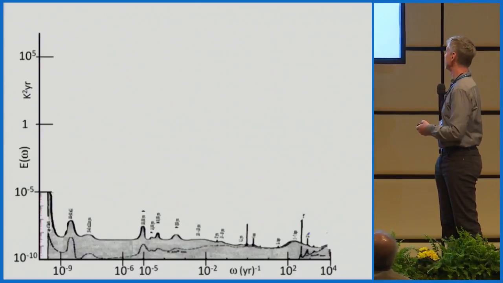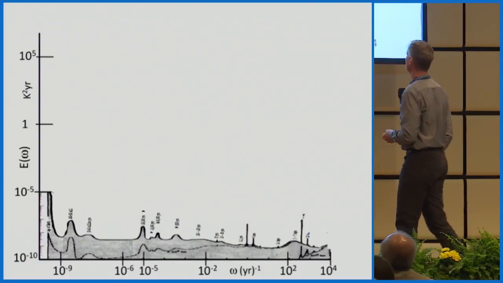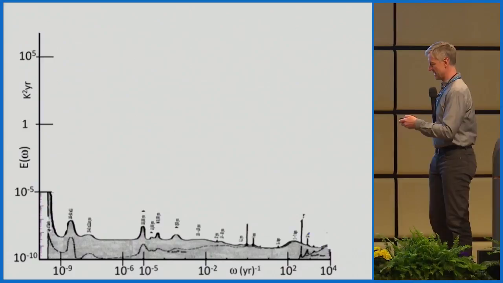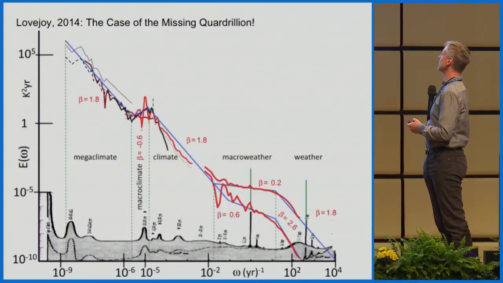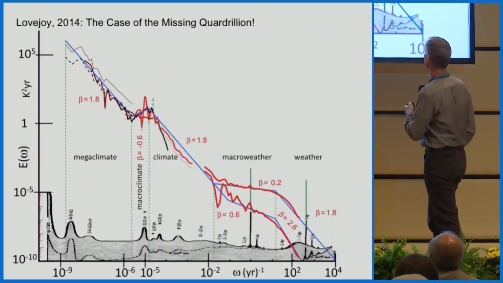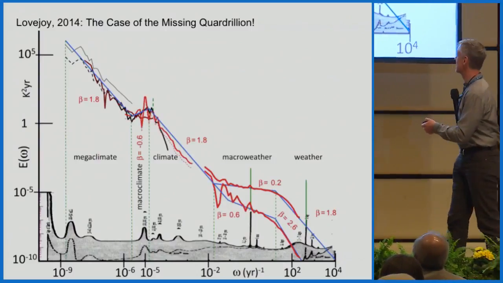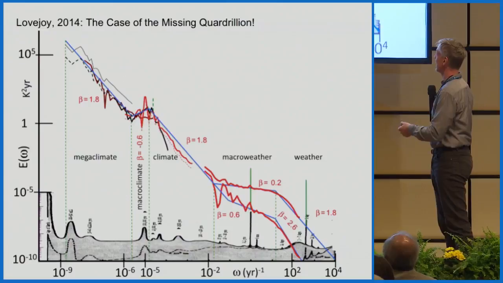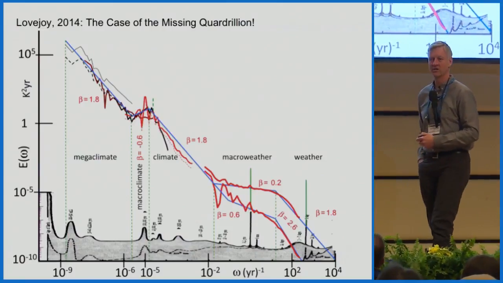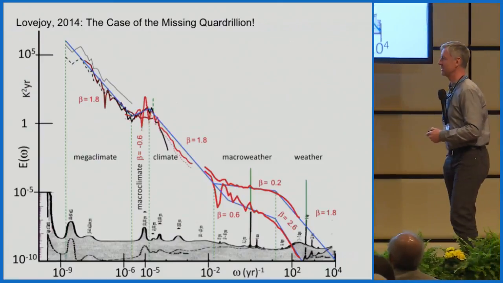So let's just put it in a different scale here and say if we had a red noise spectrum, as we should have, it would look something like that. So this is sort of what Sean quotes as the missing quadrillion, in the sense that on this axis here, there's a big difference.